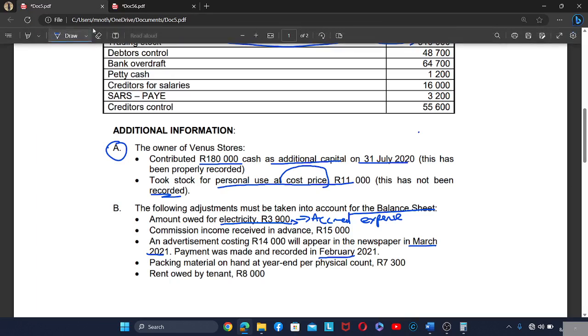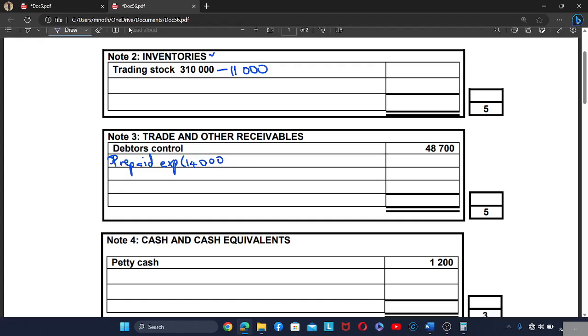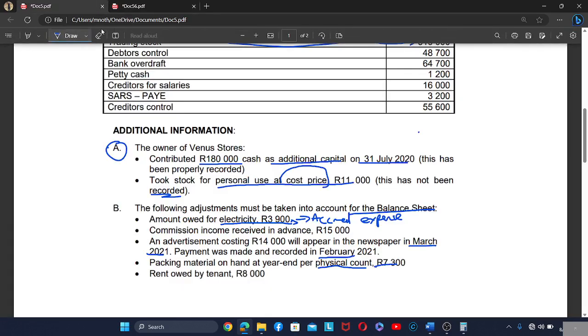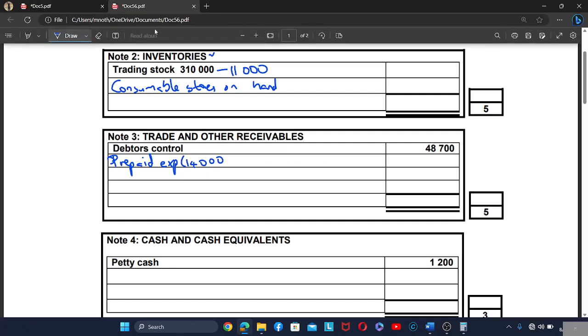And then picking material on hand at the year end, pay physical stock count. So when they are saying this, the picking material on hand, that is actually the consumable stores on hand. So it's how much? 7,300.